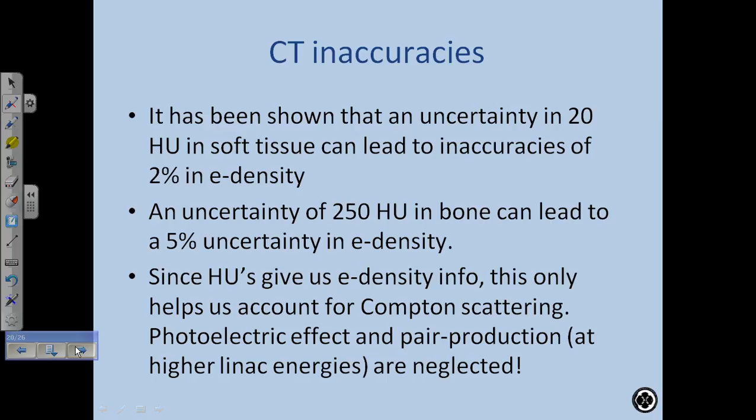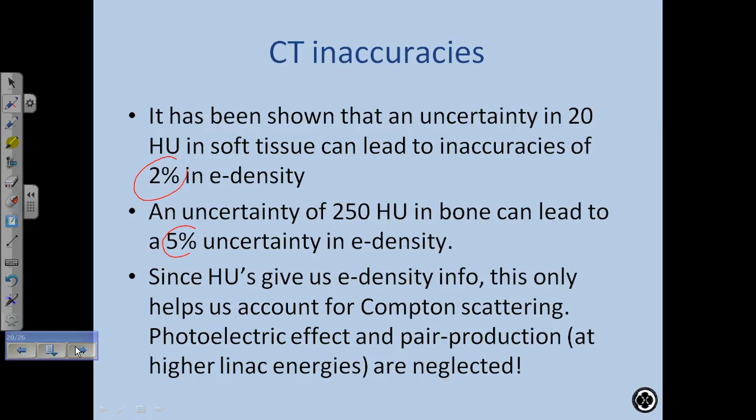Okay, so CT inaccuracies. It's been shown that an uncertainty of 20 Hounsfield units in soft tissue can lead to an uncertainty of 2% in electron density. All this data comes from Report 85, by the way, all these bullets. An uncertainty of 250 in bone can lead to 5% uncertainty in electron density. Since Hounsfield units give us electron density info, this only helps us account for Compton scattering. It doesn't give us information about pair production or the photoelectric effect. These numbers just give you an idea, if your CT numbers are inaccurate, of what kind of inaccuracies you get in electron density correction.